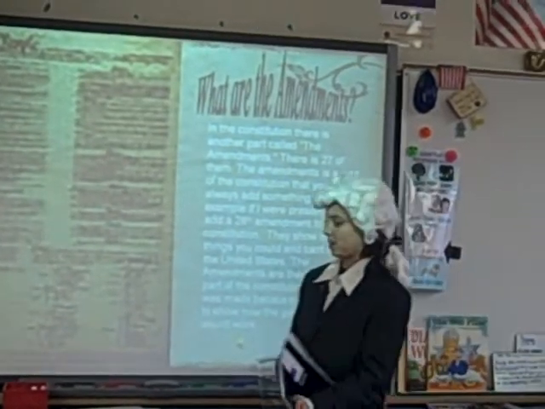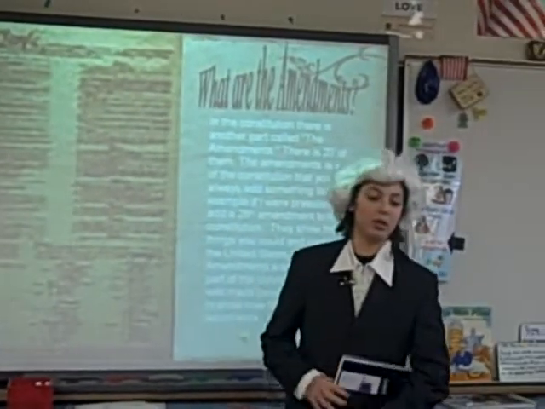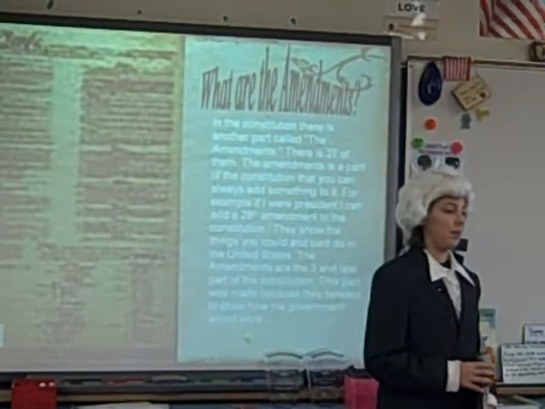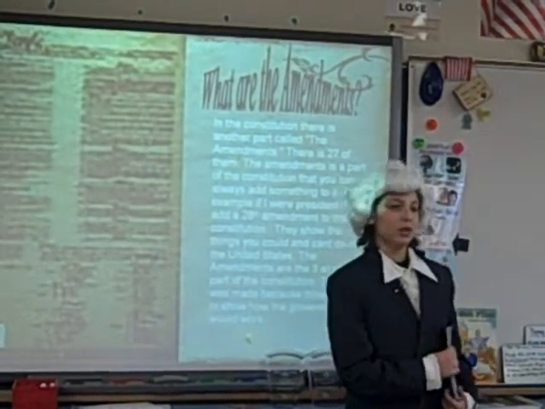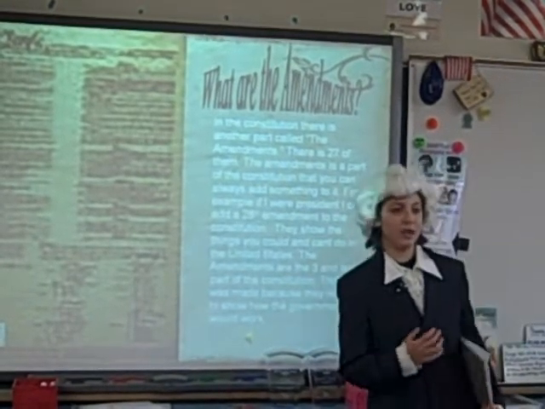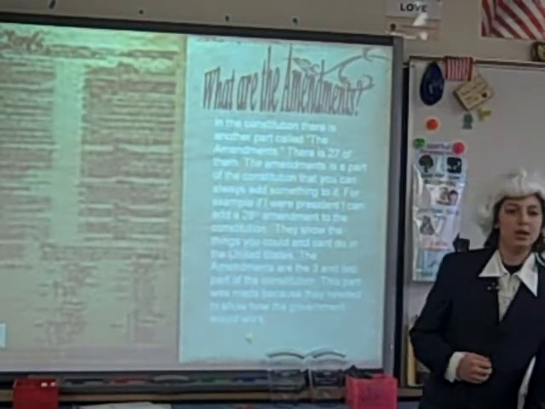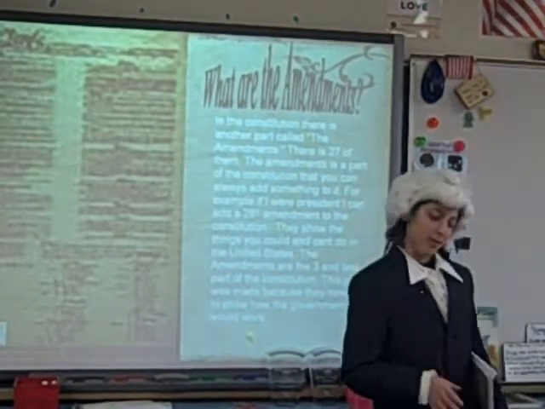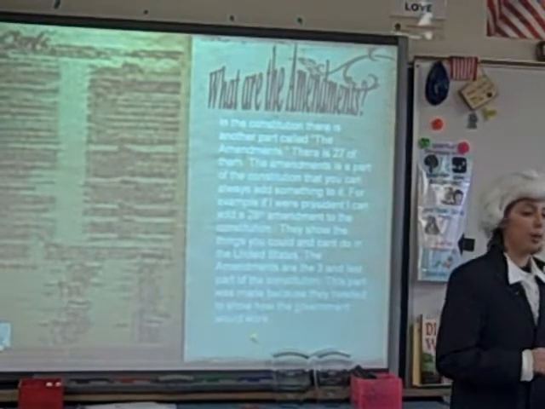What are the amendments? In the Constitution, there is something called the amendments. There are 27 amendments. The amendments are like laws. They show what you can and cannot do. The first 10 amendments are called the Bill of Rights.